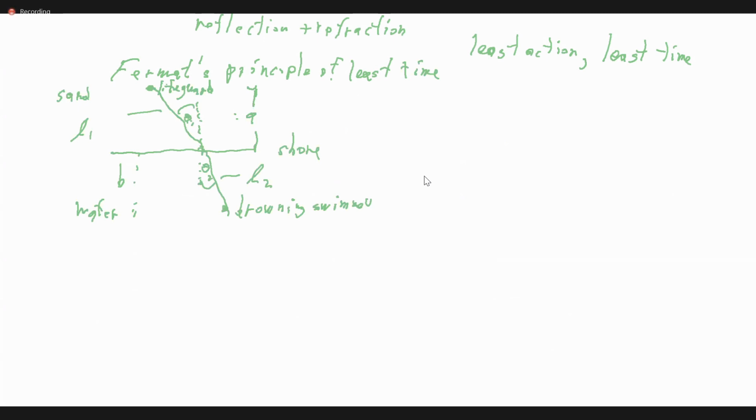So which path is the least time? Let me make this figure a little easier to see. This is kind of the path. This distance, that's the shoreline. This distance is A. Here's the lifeguard up top and the swimmer down here. This distance is B. This is theta 2, and this is theta 1.